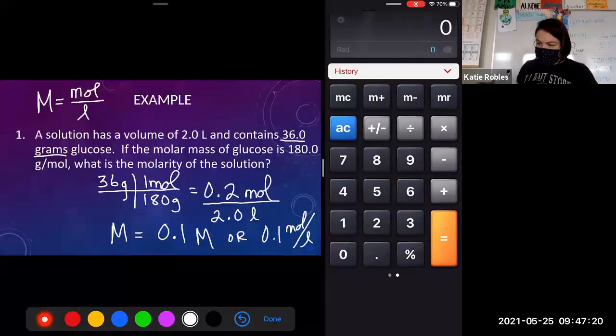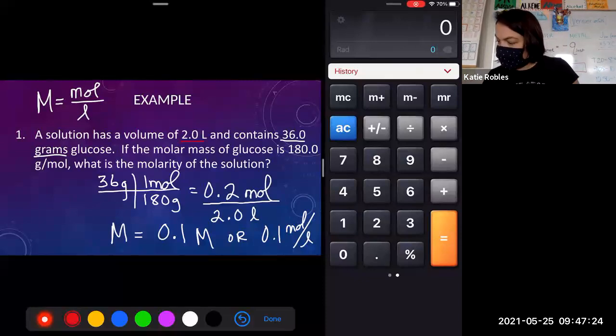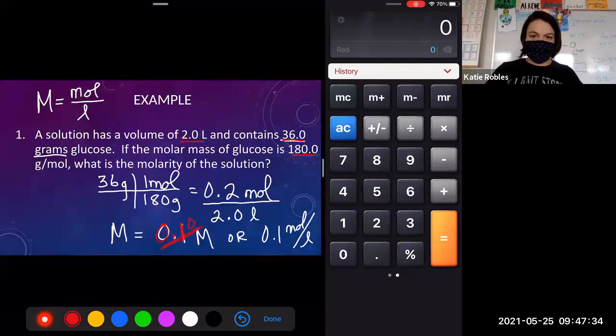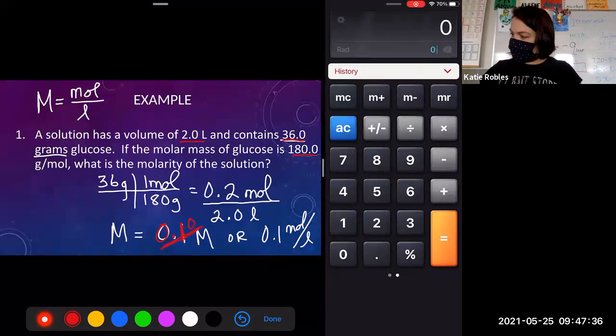So I want to go back here for just a second, just to revisit that sig figs. We've got 2 sig figs. This one has 3, this one has 4, but it's that 2 sig figs I care about. So this should be 0.10. All right, you should have that 0.10 there.